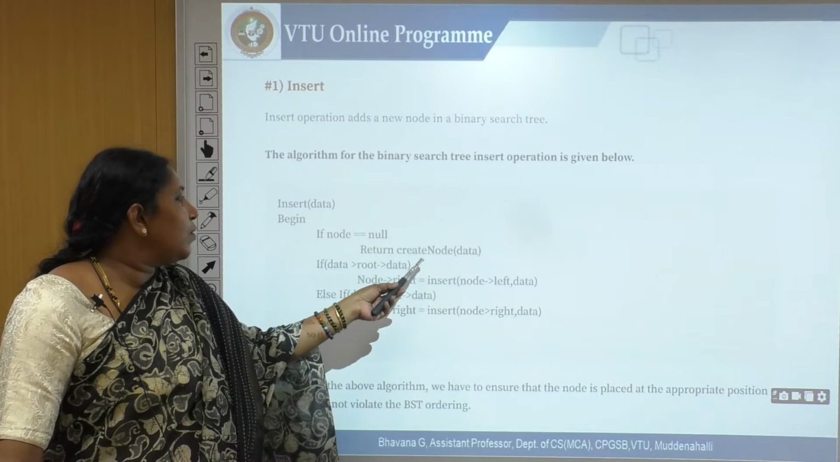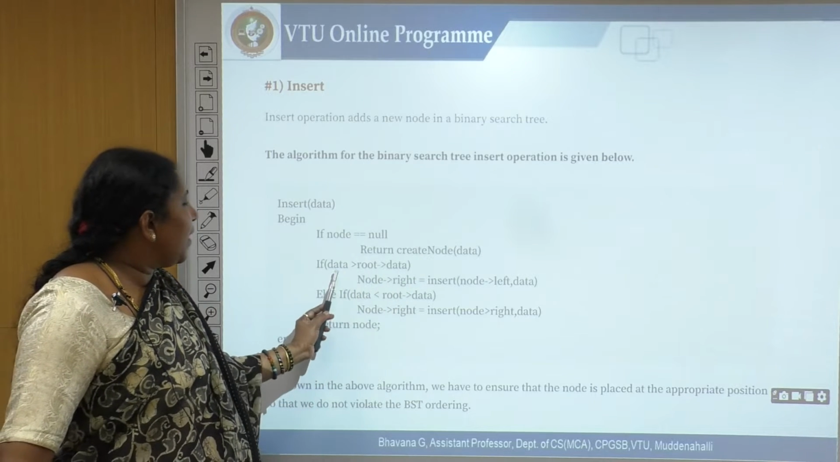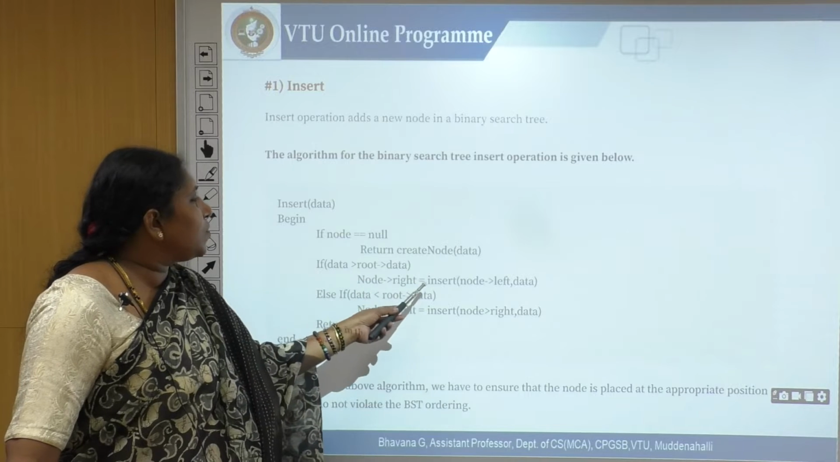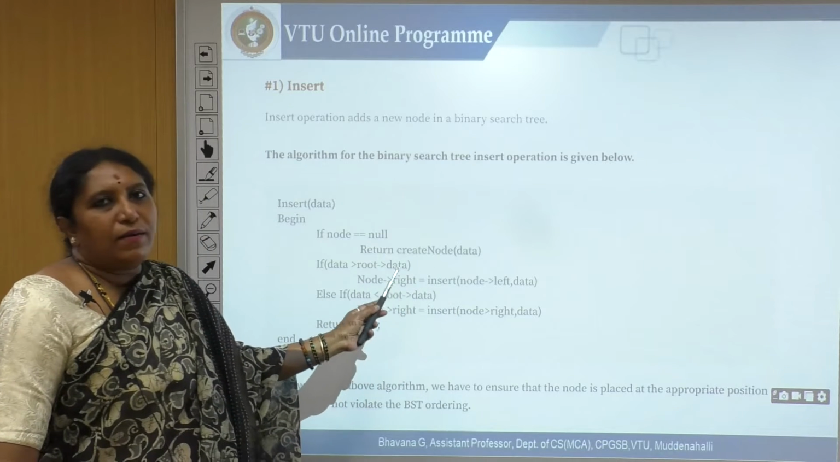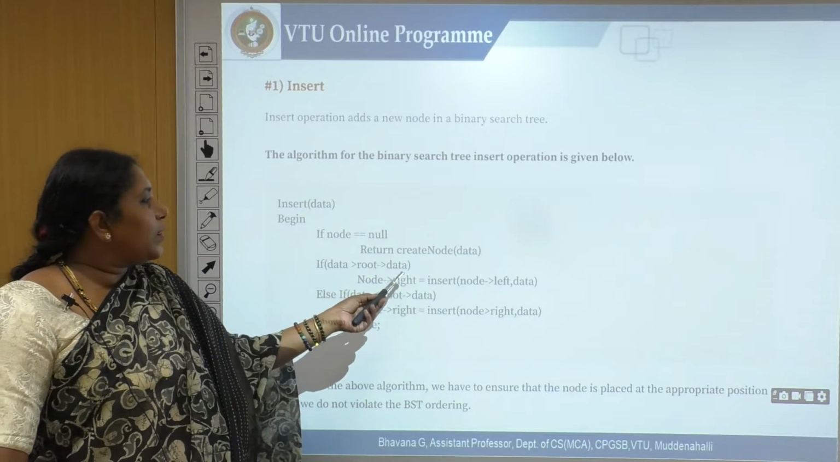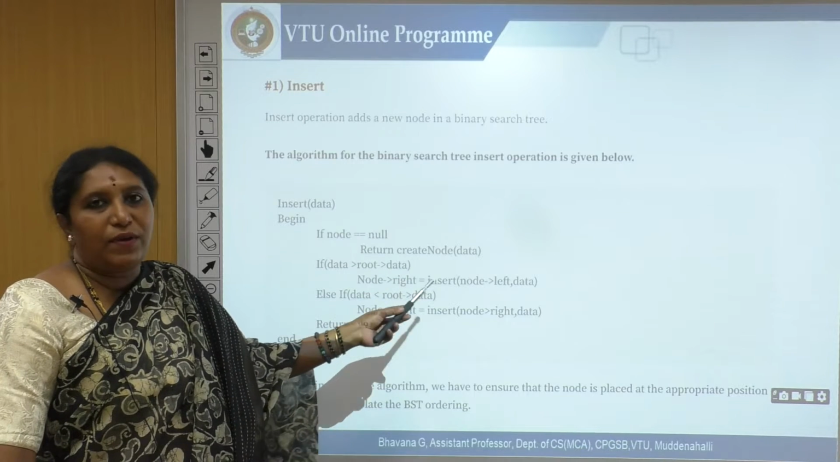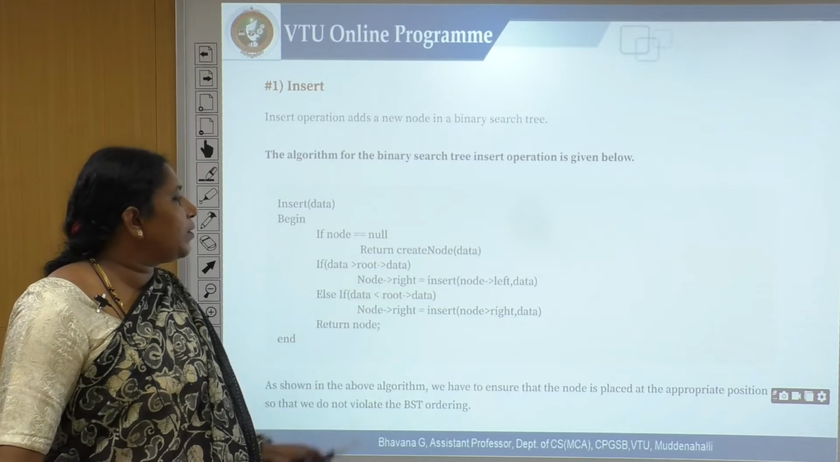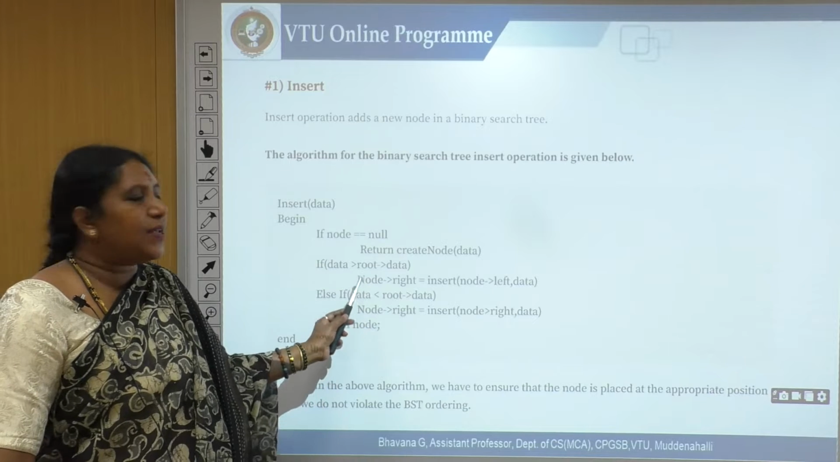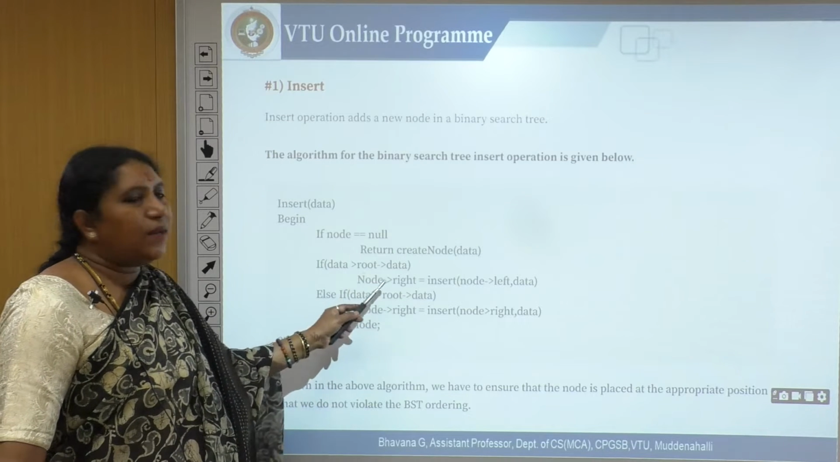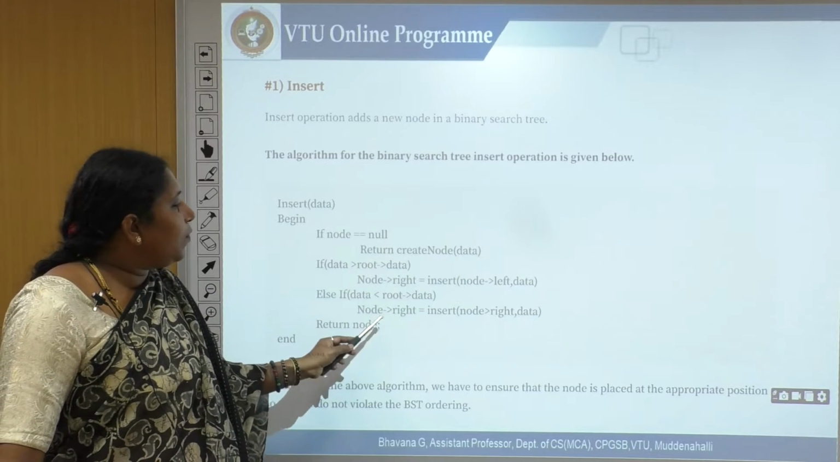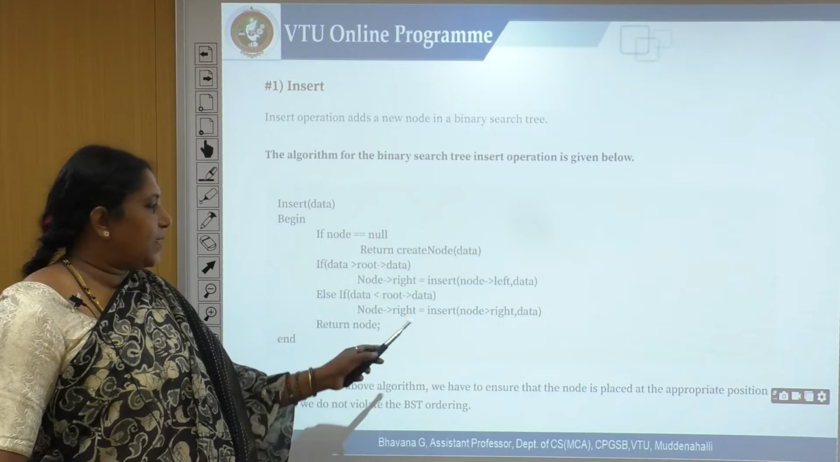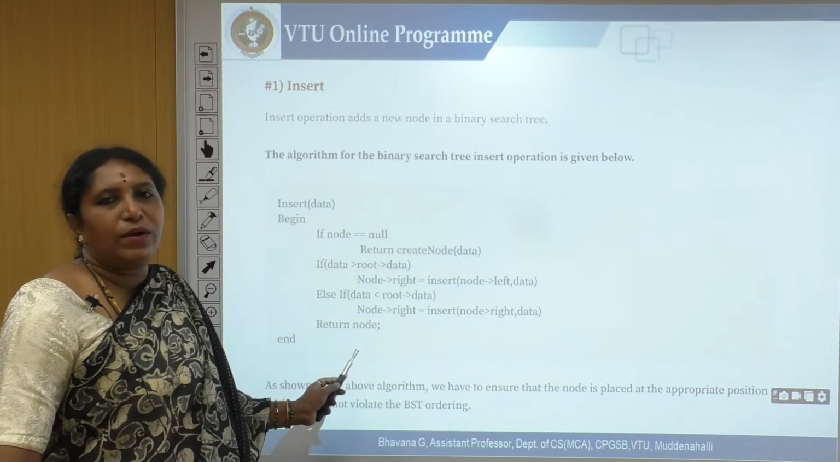If it is not null, we check whether the data which you are inserting is less than the root. If it is, then you insert that particular data into the left subtree. If it is greater than the root, then we insert that data into the right subtree. Then we return the node.